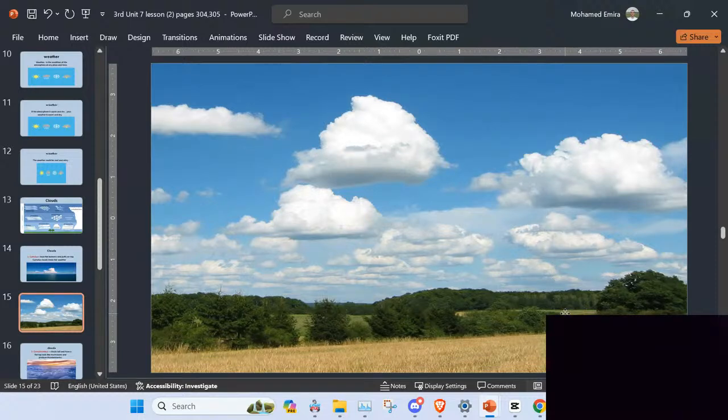Immediately, when you look at this cloud in the sky, you will know that the weather is fine. It's not rainy, it's not cloudy. There will be no raining or lightning or storming. The weather is fine and the temperature is normal. Okay?